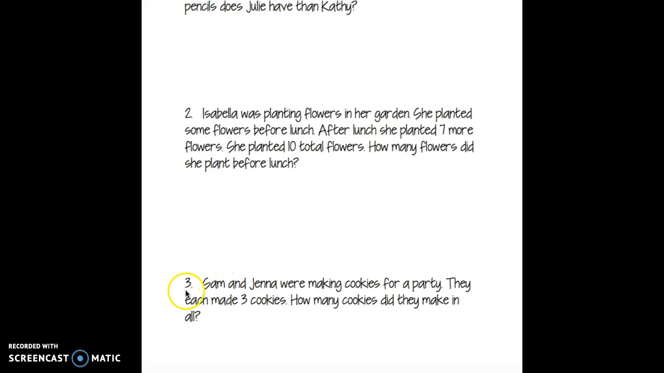next one. Number 3. Sam and Jenna were making cookies for a party. They each made 3 cookies. How many cookies did they make in all? Show your work.